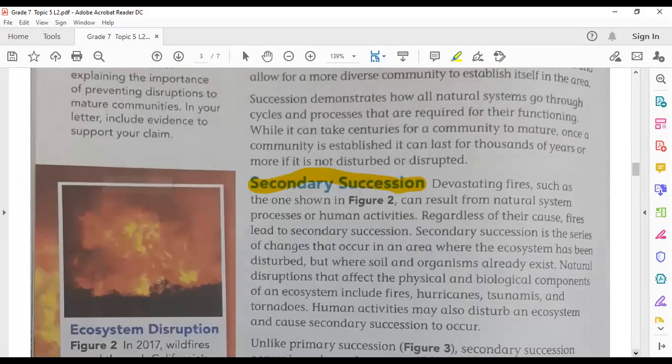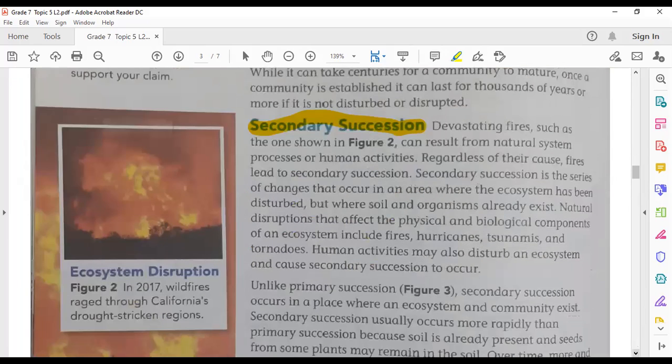But secondary succession generally happens after a disturbance, a disaster like, for example, fires. When a devastating fire happens, whether by human activities or naturally, the ecosystem is destroyed, but it can recover after a short period of time since the soil is available. Soil and organisms already exist. So the first important difference between secondary succession and primary succession is that in secondary succession, soil and organisms already exist.